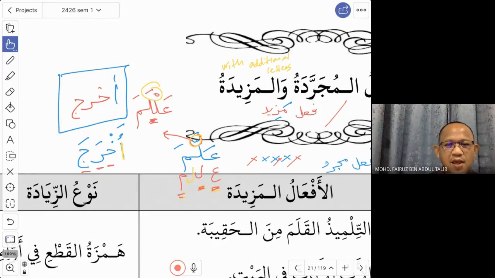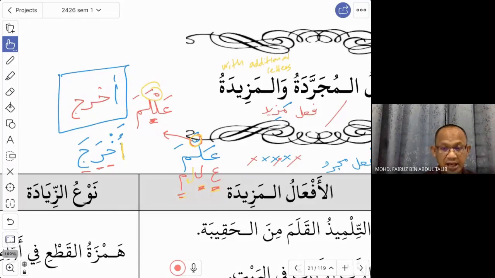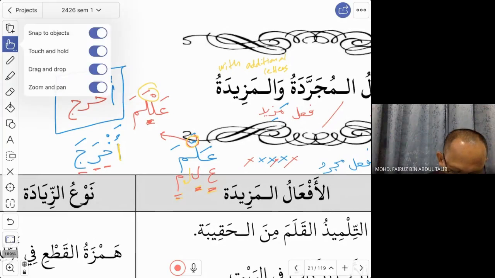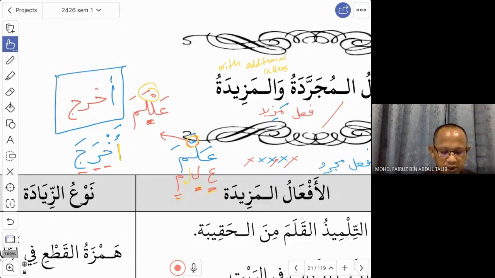But another importance of knowing whether it is mazid or mujarrad is that later you will see how to change it to mudari, how to change it to amr, how to change it to a person. So these are also very important. So that is the first thing that you need to know: the concept of mujarrad, no additional letters, all original huruf, versus mazid, original huruf plus additional letter.